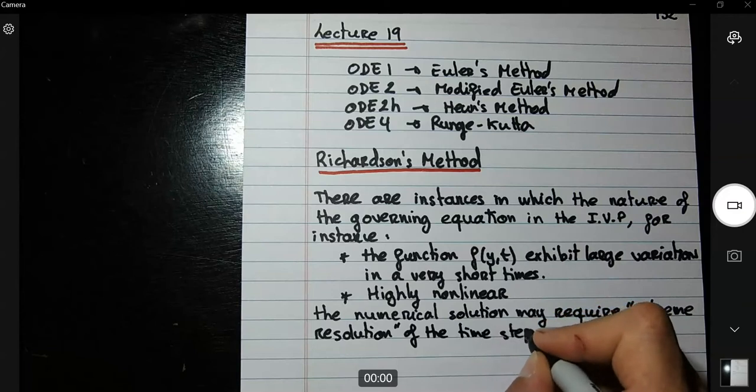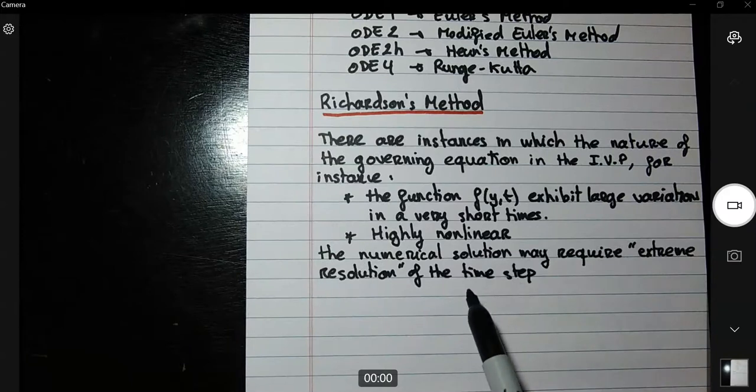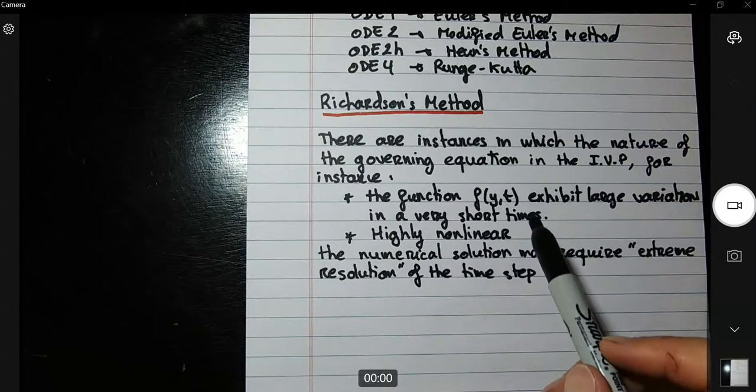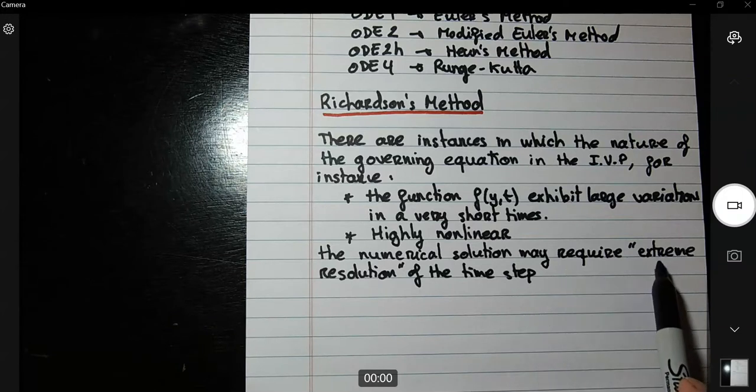Basically it means that if you have a large variation, let's say you go through a curve and then this curve goes up very quickly, if your time step is not small enough, you won't be able to capture the rapid change in the direction, or the rapid increase of the function. So that's what is meant by extreme resolution.